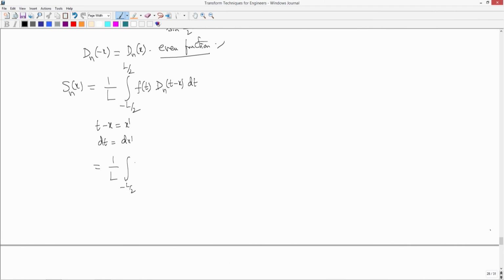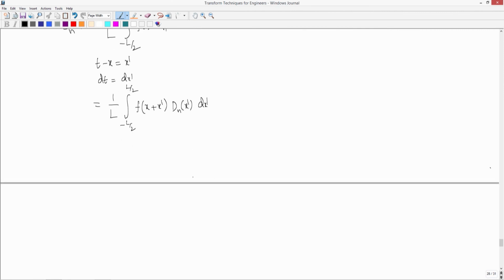So, minus L by 2 to L by 2, f of x plus x dash dn of x dash dx dash. This is what it is. Now you can split this into two parts. So, 1 by L integral minus L by 2 to 0 of f of x plus x dash dn of x dash dx dash, plus 1 by L times integral 0 to L by 2 of f of x plus x dash dn of x dash dx dash.